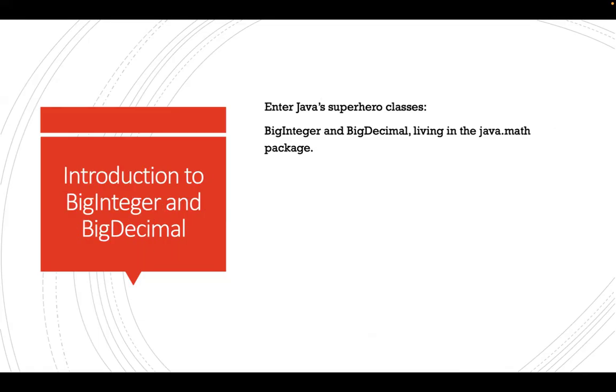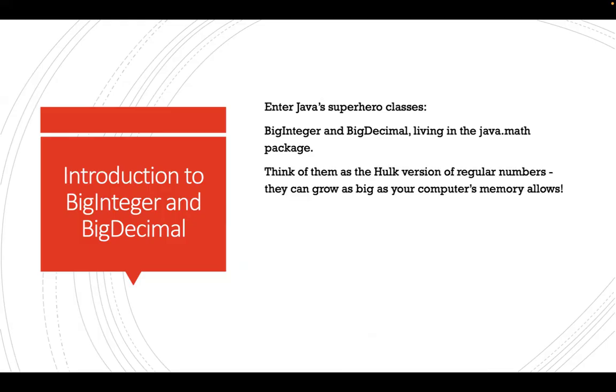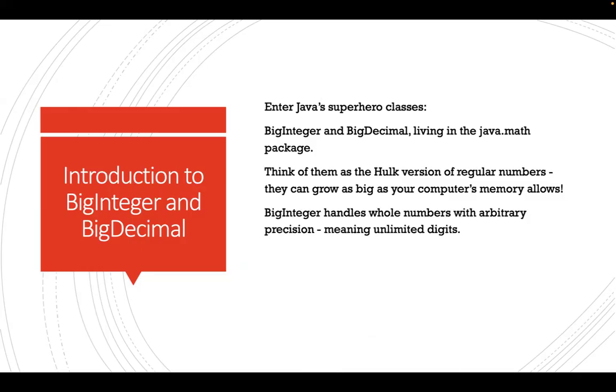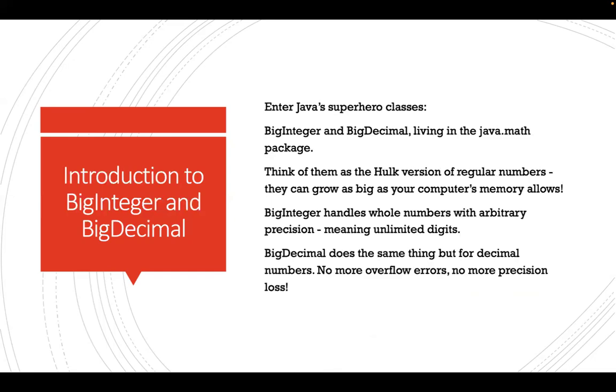Enter Java's superhero classes BigInteger and BigDecimal, living in the java.math package. Think of them as the Hulk version of regular numbers. They can grow as big as your computer's memory allows. BigInteger handles whole numbers with arbitrary precision, meaning unlimited digits. BigDecimal does the same thing but for decimal numbers. No more overflow errors, no more precision loss.